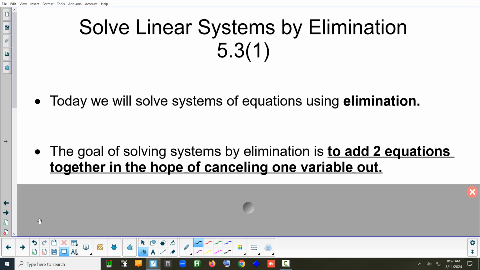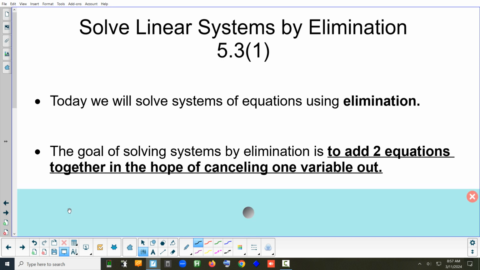All right, so on the guided notes, I think you guys have a spot that says something about the goal. And it says the goal of solving systems by elimination is, and you guys have to write down what's underlined in bold. We're going to add 2 equations together, and we're going to hope that we can cancel out a variable. Let me show you an example of 2 equations you could add together, and the variables would cancel out.